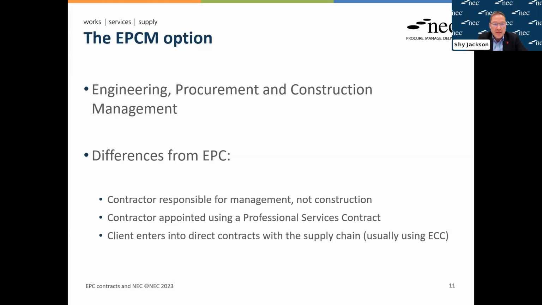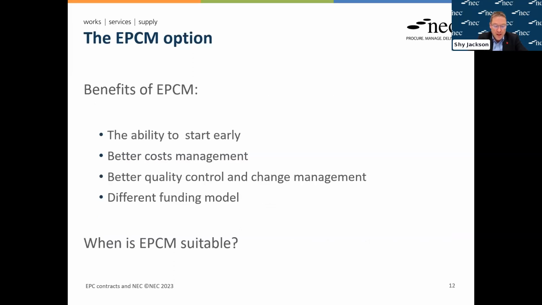So looking at it in a bit more detail, if we move next and look at some of the benefits, well, there should be a lower cost to this option because there is no risk premium and the client is able to negotiate directly with each party in the supply chain. It could be quicker if the client wants to start early. The procurement should be faster because you don't have to set up the entire contract and sometimes get funding before you can start construction. And as I've said before, there's much more control by the client in terms of the design, the construction process, which hopefully can lead to better quality and makes it a lot easier to manage change.